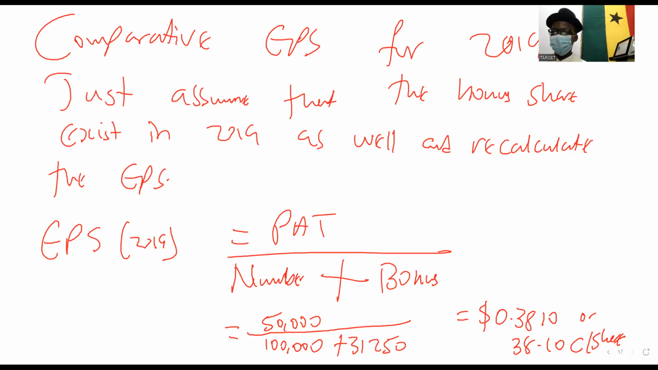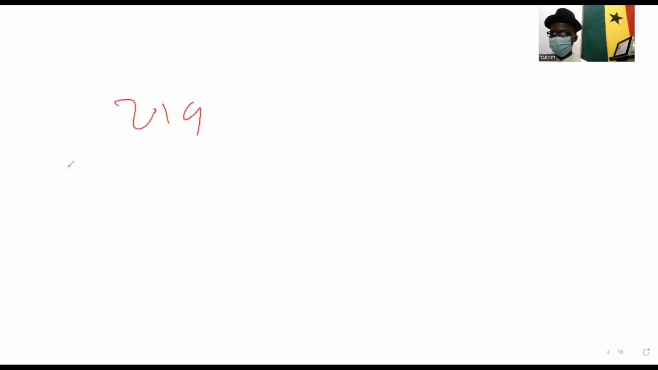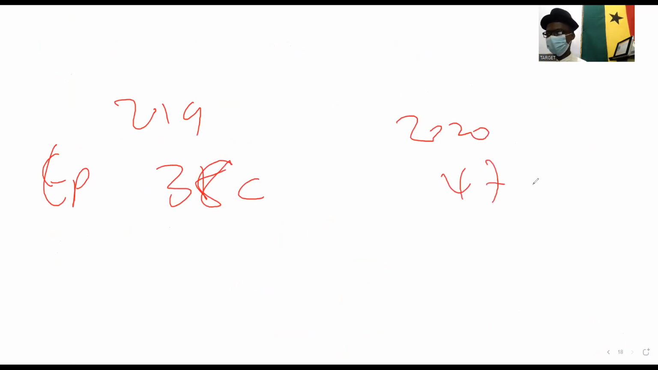Now, this is the earnings per share that you can compare. So if you want to compare, let's compare. 2019 comparative earnings per share is 38 cents. 2020 is 47 cents. Now, which year have they performed well? Which year has the performance improved? Now, tell us the truth.